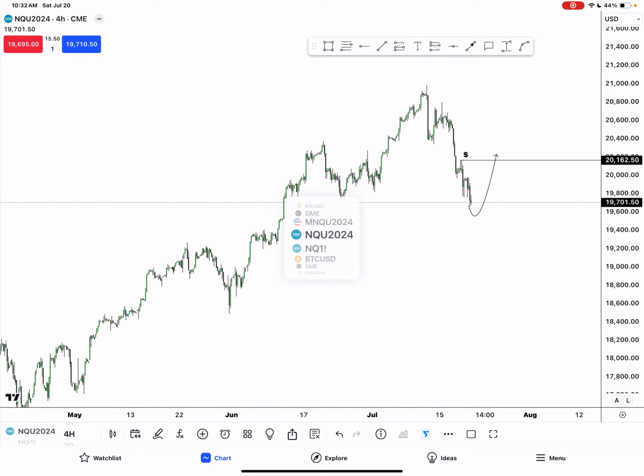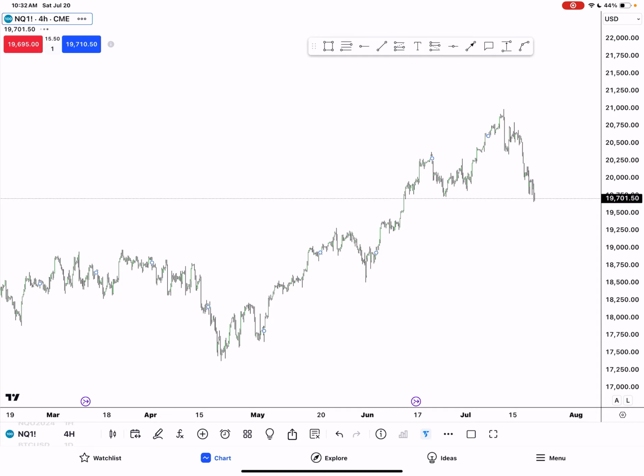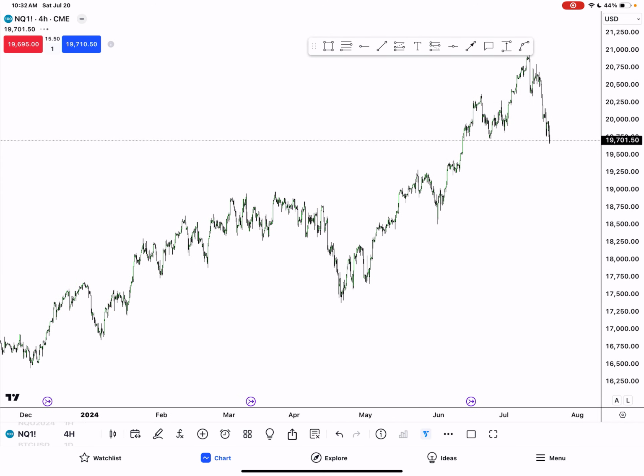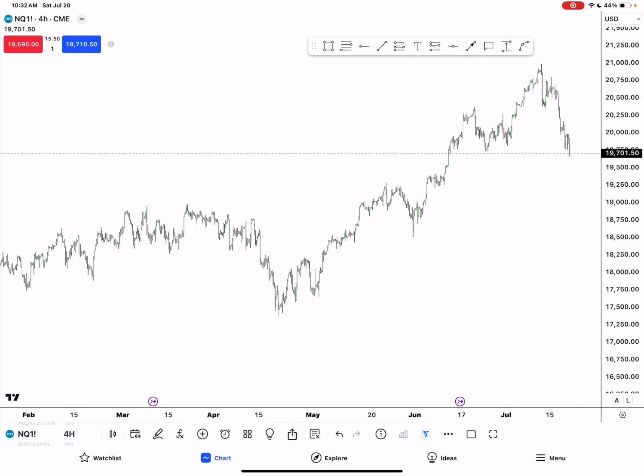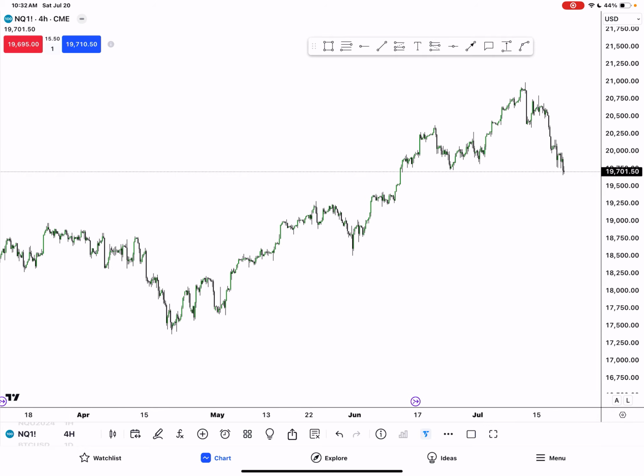But the NQ1 chart stitches all of the contracts together, giving a complete composite chart that we can look at for further analysis of the price action on a more complete view, rather than just the 3-month range or bounds.